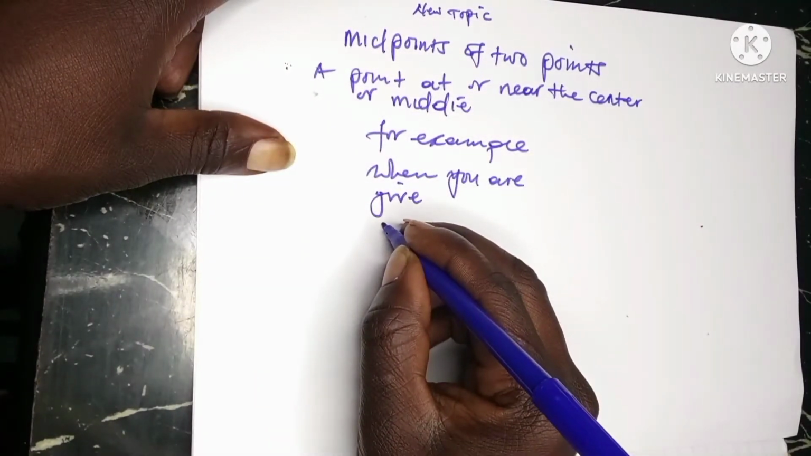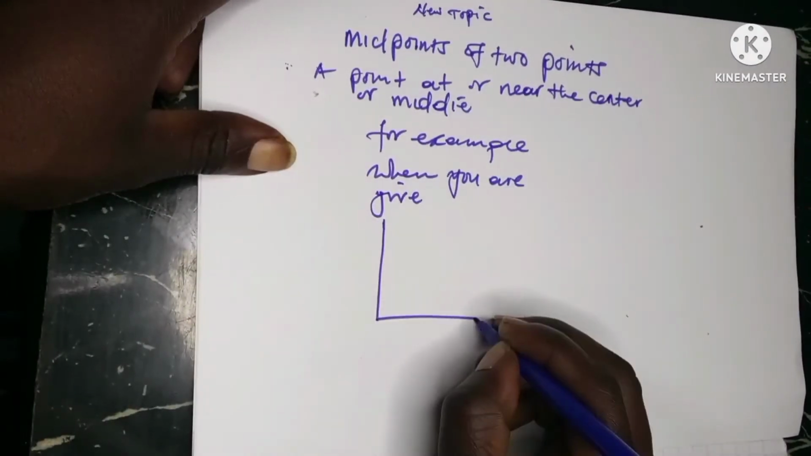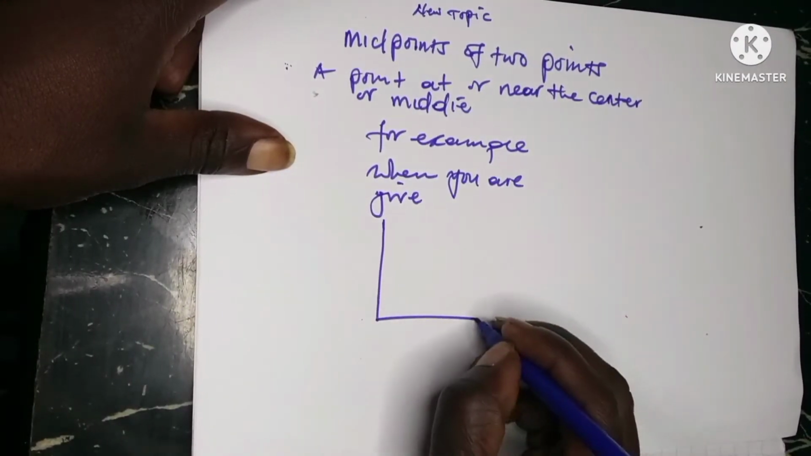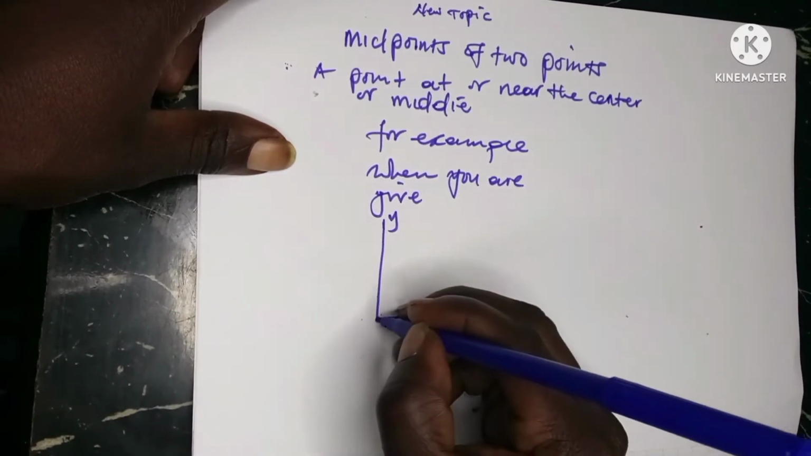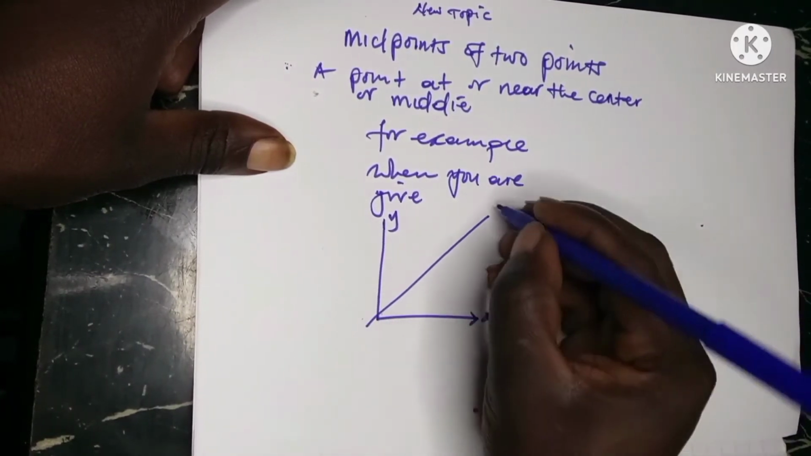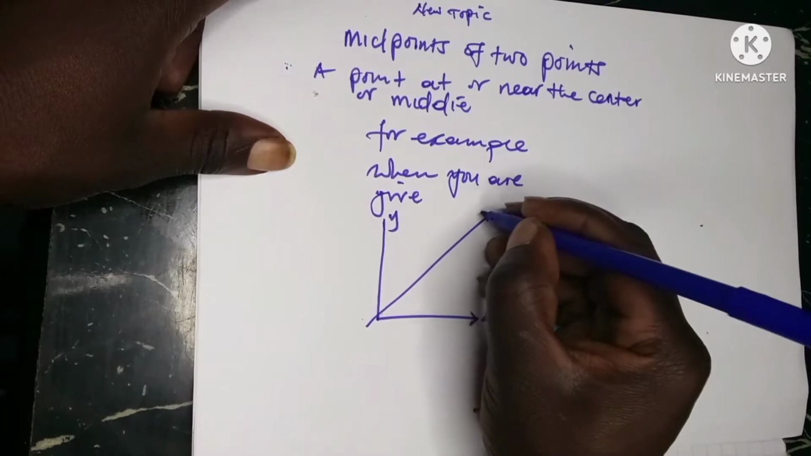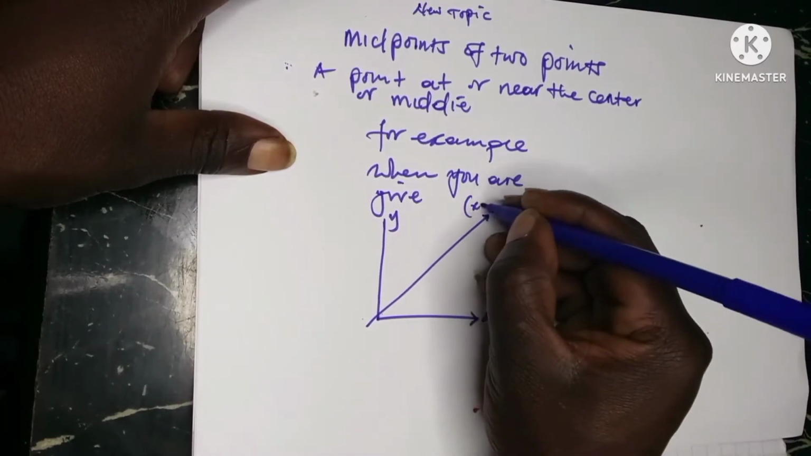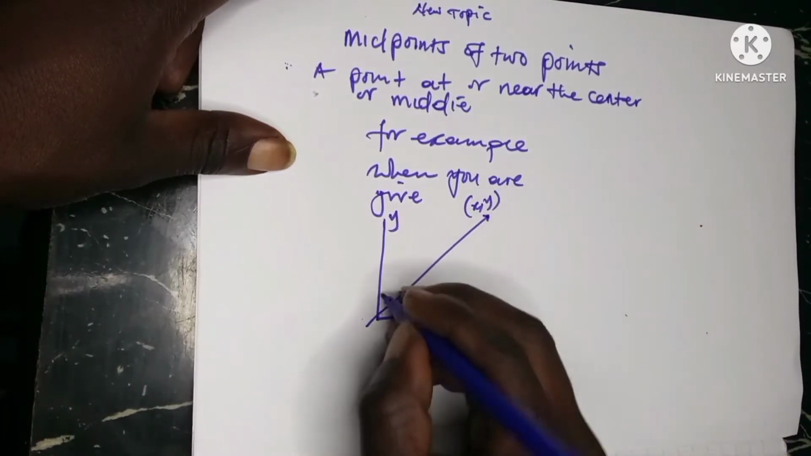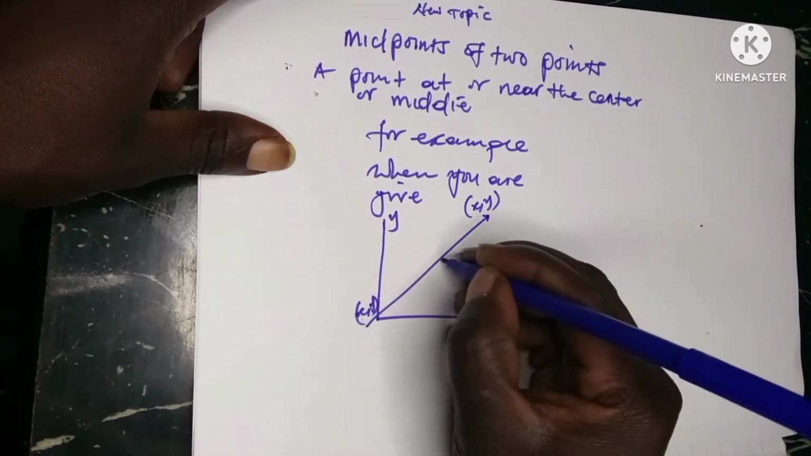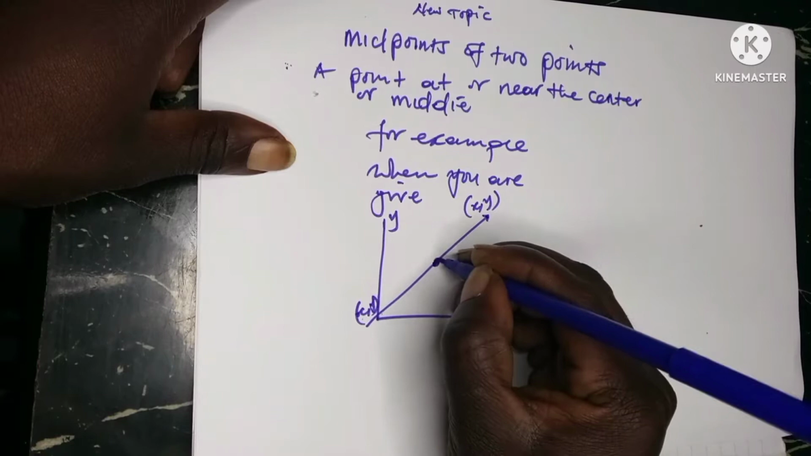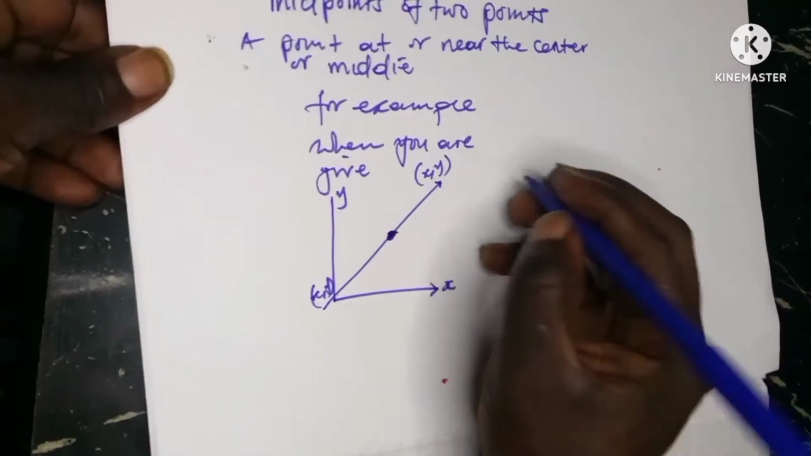let's try to draw a graph here. This is the x-axis, y-axis. Then we draw like a graph here. Here we have x comma y. Here we have x comma y. So we have to find the point here.